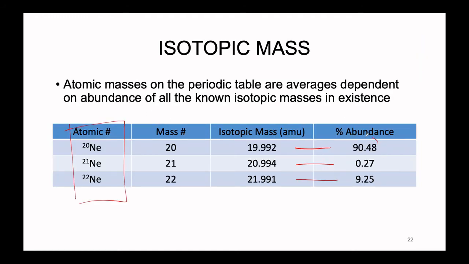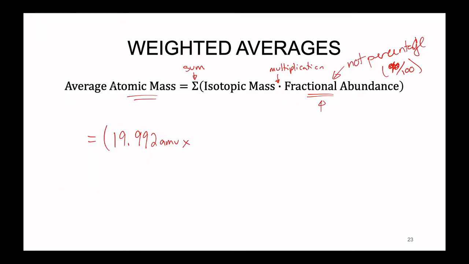The percent abundance we can see here is 90.48, which means the fractional abundance, when we divide this percentage by 100, is going to be 0.9048. So again, we want to make sure we're working in decimal form when calculating our average atomic mass. So we're going to write that right here, 0.9048. And all of this then corresponds to neon 20. We're going to add this, right? We're summing, so we're going to add this first piece of information to the weighted isotopic mass of neon 21.